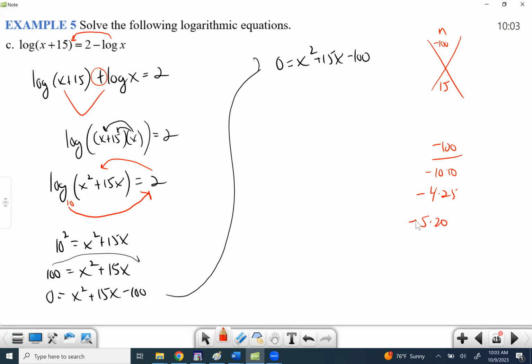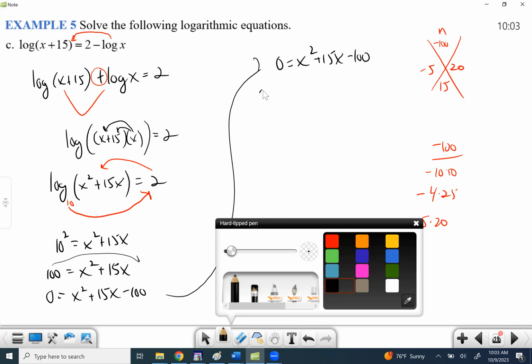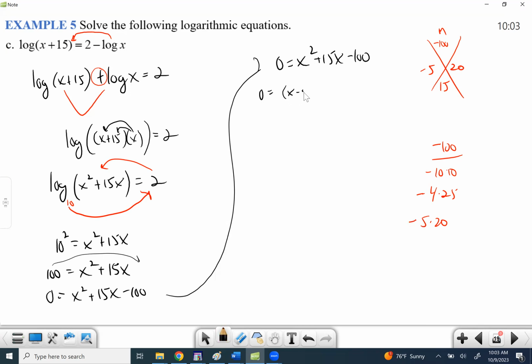Okay. All right, so -5 times +20 will multiply to make -100, but then those will add up to get you 15. So we got 0 equals x minus 5, x plus 20. Using the zero product property, we're going to set each piece equal to 0. So x equals 5. And when we set x plus 20 equal to 0, x equals -20. The sign changed because we moved it to the other side.